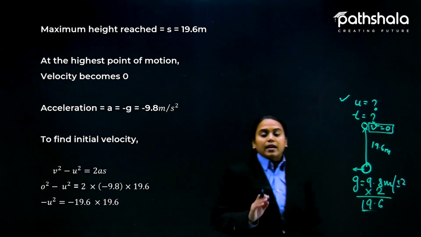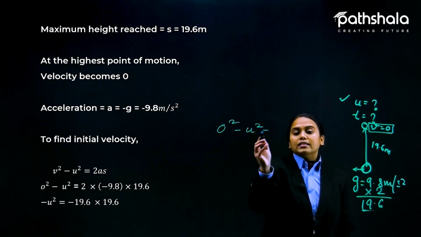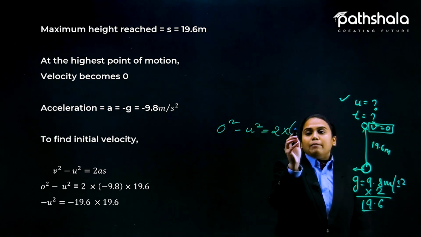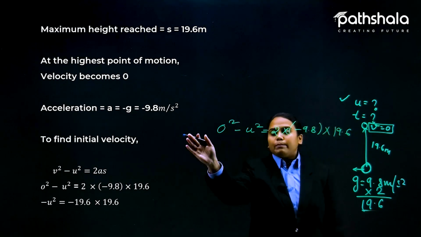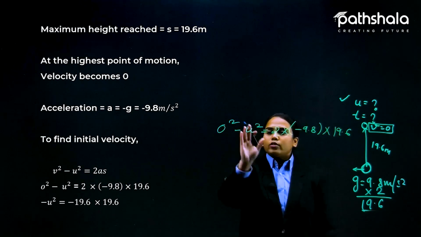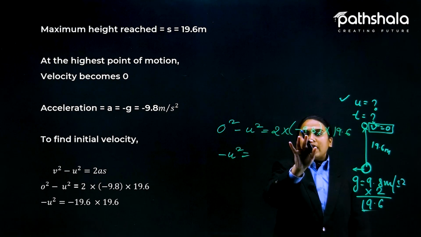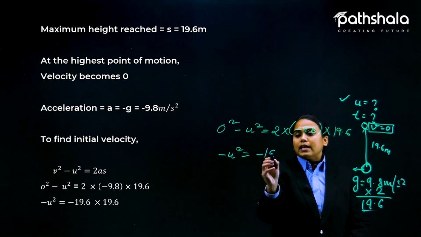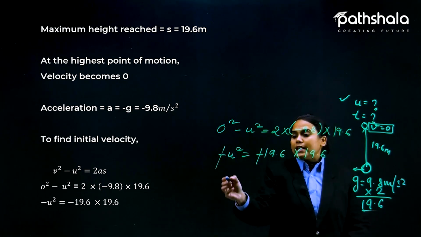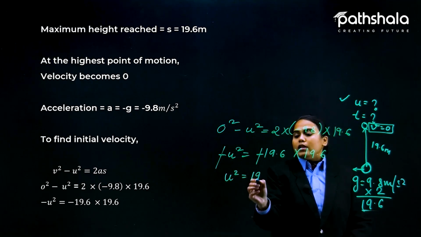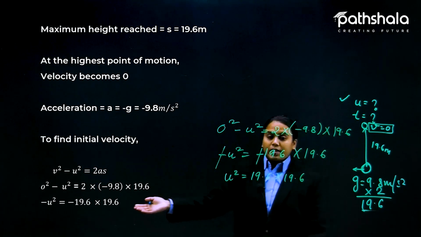Now you can see that here also, because 0 square minus u square is equal to 2 multiplied by minus 9.8 multiplied by 19.6. So this 0 could be dropped totally, because when you subtract anything from 0, the same term remains, that is minus u square. Okay, when you multiply 2 with 9.8, you will get 19.6. So minus 19.6 multiplied by 19.6, and the minus signs cancel. u square will be equal to 19.6 multiplied by 19.6. Okay, this is what we have got here.